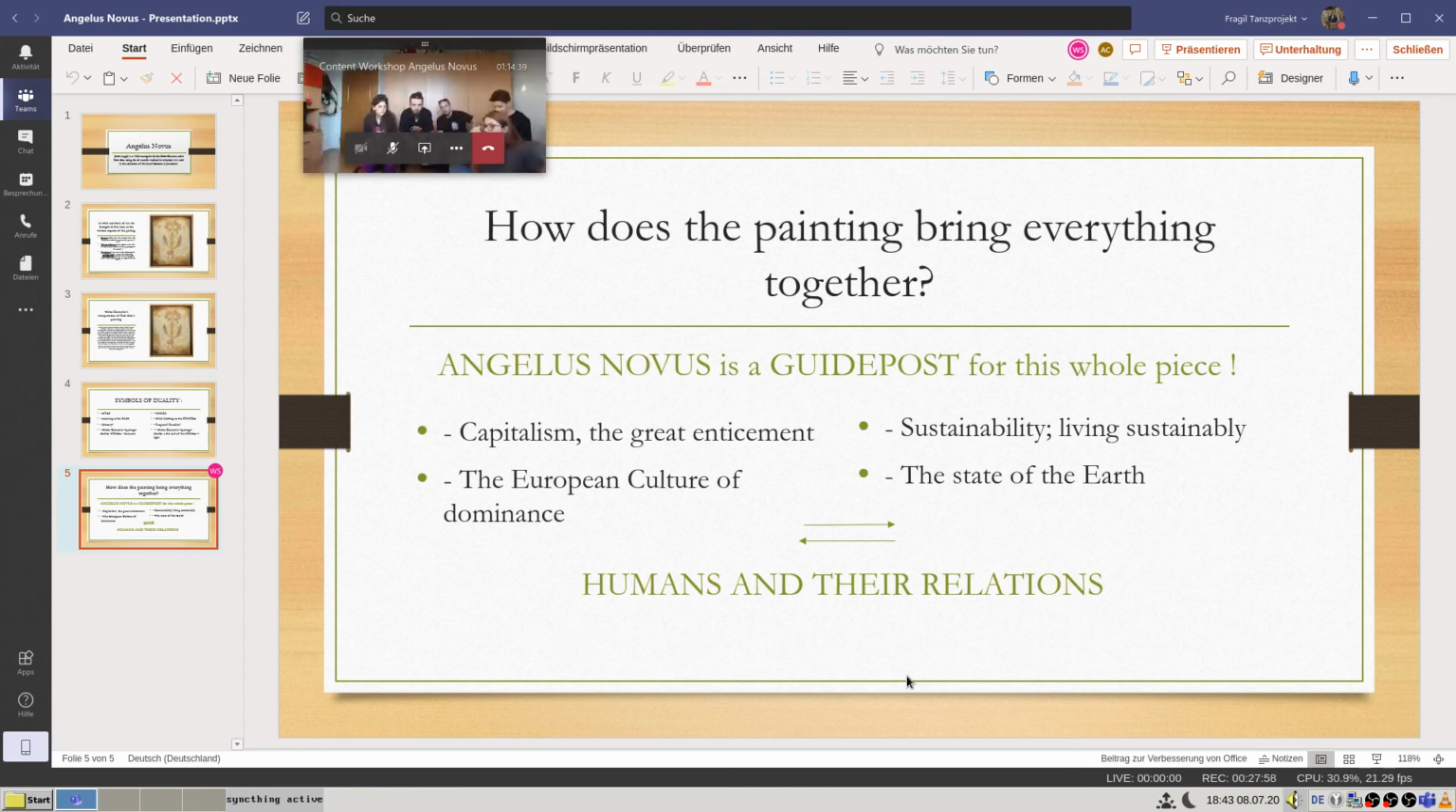I just thought about that, all of this is also, of course, obviously, the theme of our piece is, amongst others, Angelus Novus, and all of this Benjamin already talked about in his piece, "Über den Begriff der Geschichte". So capitalism, sustainability, European culture of dominance, all of these are points that Benjamin already talked about, and that's why this is coming together so beautifully.